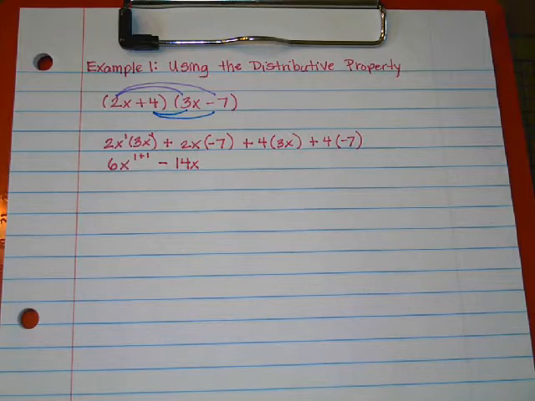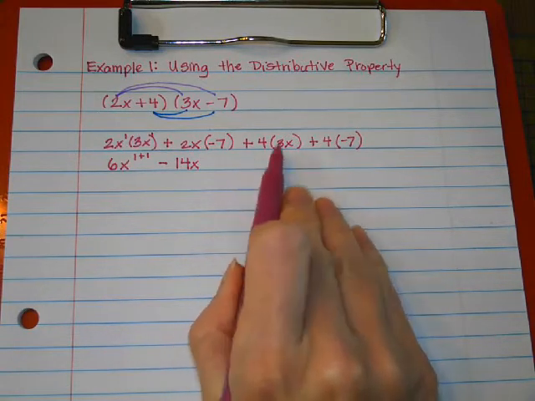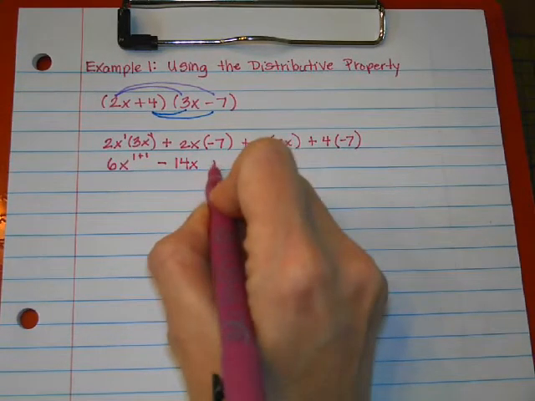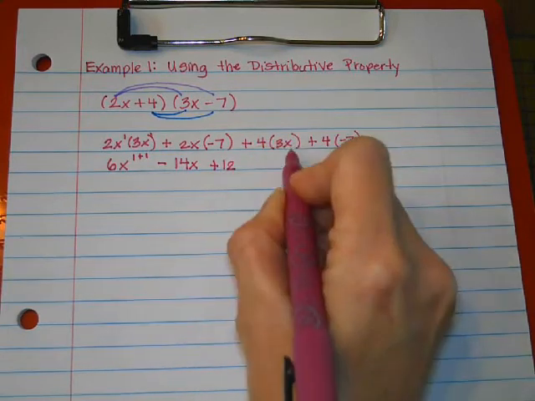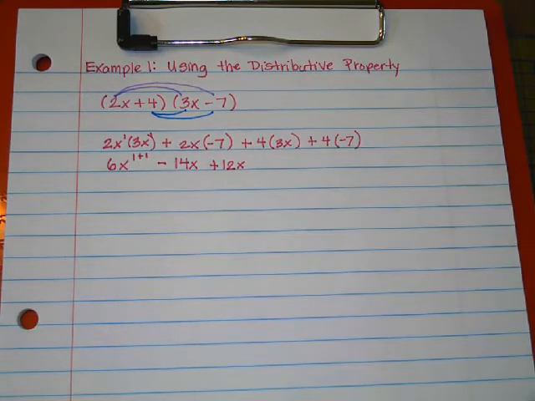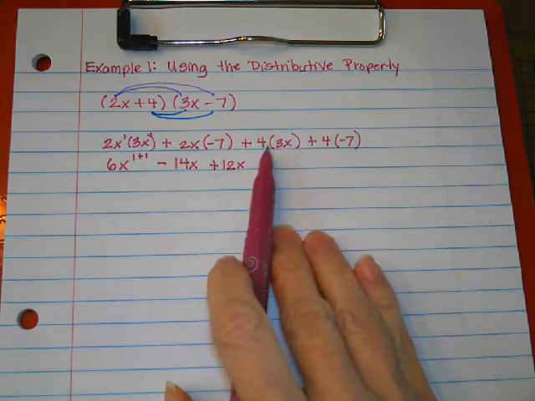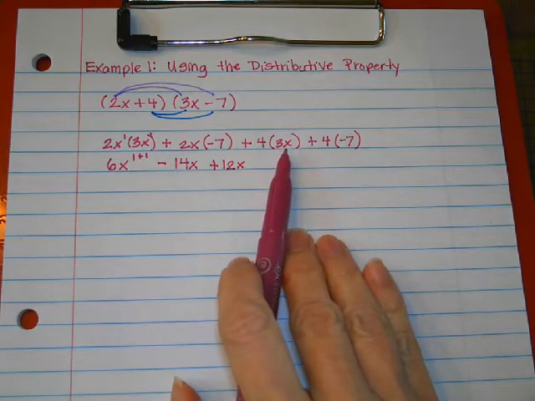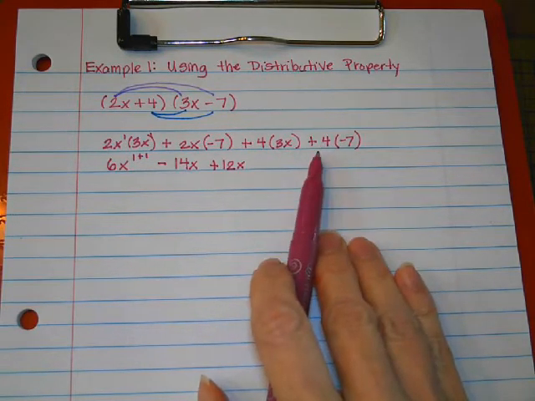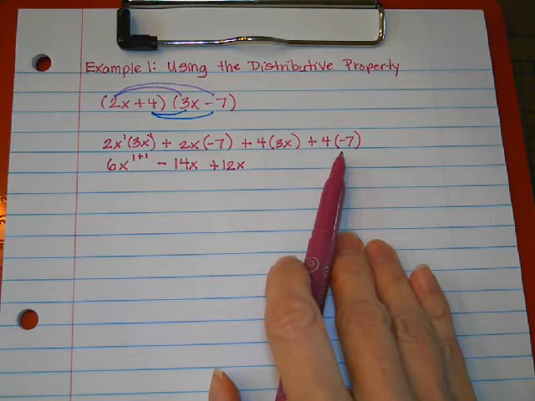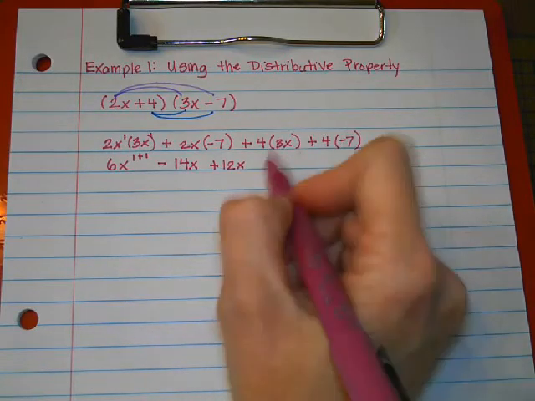Now we're going to keep moving. We got a positive 4 times a positive 3, which makes a positive 12. And then we just have the x. We have to bring it with us because there's no x to multiply this x by. There's just the single x. Now we have a positive 4 times a negative 7, which makes a negative 28.